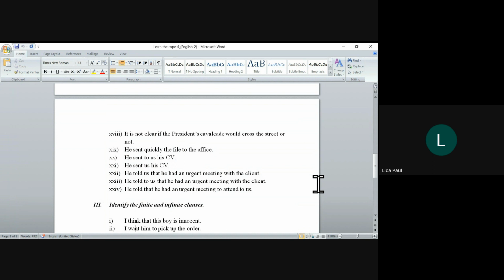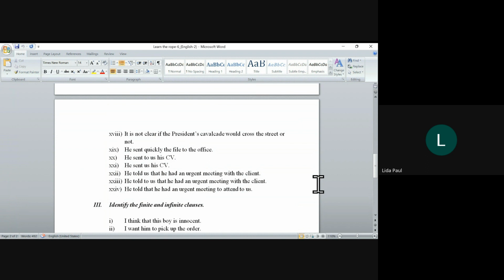You have that example. I think the 13th and 14th give you clarity on that. "He told to us that he had an urgent meeting with the client." Correct? Incorrect, ma'am. Incorrect, right? You don't say "to us," you just need to say "us" because it has preceded the direct object.